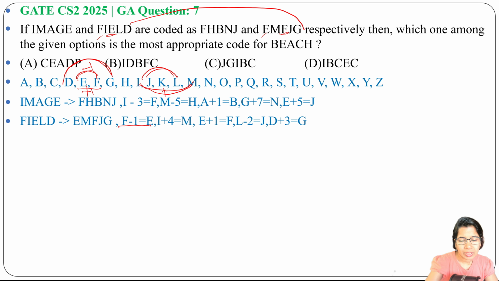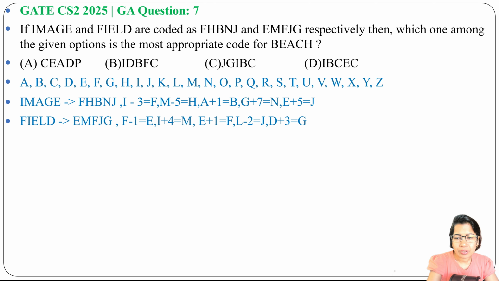So F minus 1 is E. I plus 4 is M. E plus 1 is F. L minus 2 is J. D plus 3 is G. Next we will find the code for BEACH.